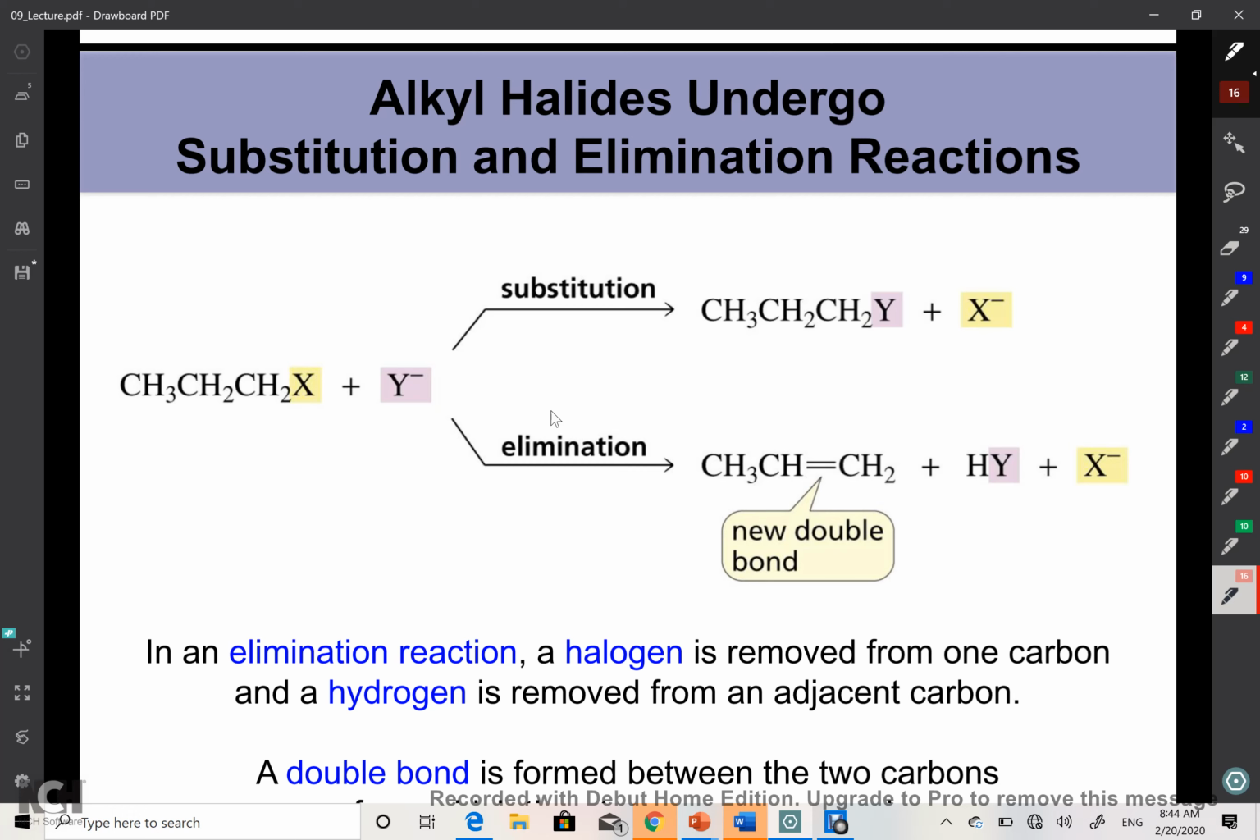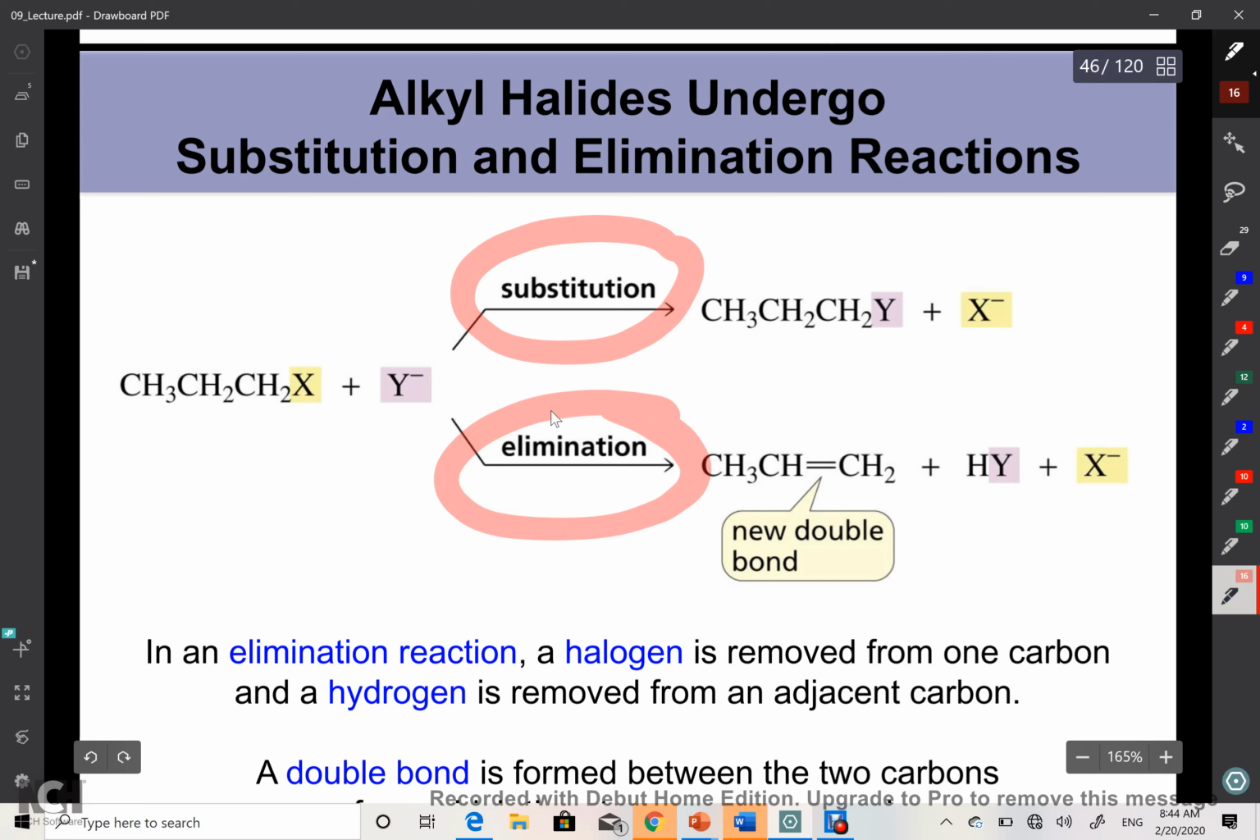So if we have an alkyl halide, remember this slide. We talked about this slide at the beginning of the class last Tuesday. We said two things can happen when you have this. You can have a substitution reaction and you can have an elimination reaction. And in terms of substitution reaction we just covered, it can proceed through two types of mechanism. The substitution can go through an SN2 or it can go through an SN1.